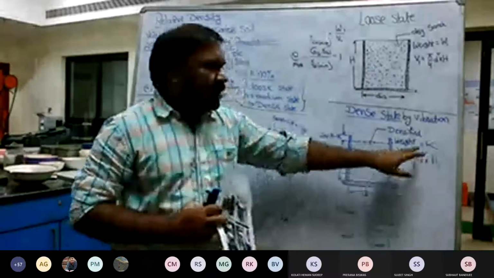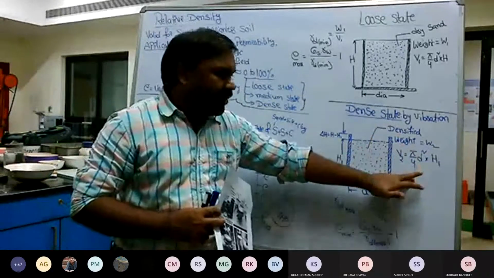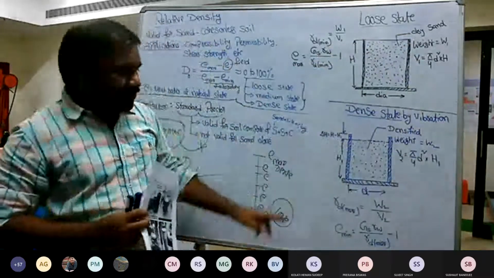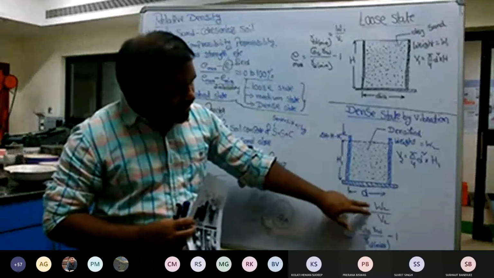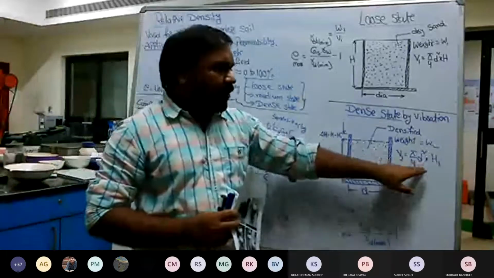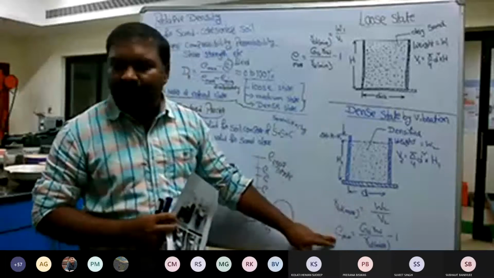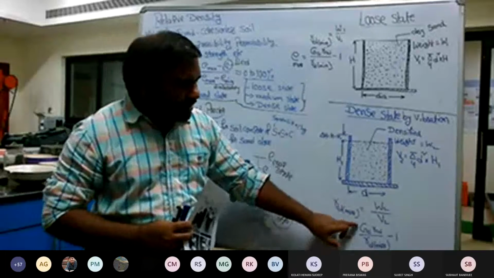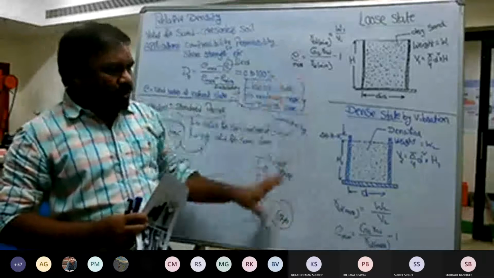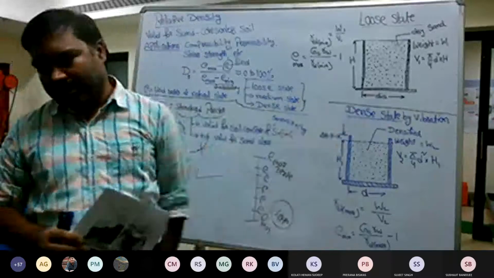So once I know the h1, again I can take the weight W2. Because this is completely different than this one. This one set of experiment, this is another set of experiment. So calculate the gamma d max, that is W2 divided by V2. V2 is calculated from here, pi by 4 into d square into h1. Once I know the gamma d max, I am able to calculate the minimum void ratio, that is GS into gamma W by gamma d max minus 1. So this is how you are going to witness how the relative density test will be done in the laboratory.